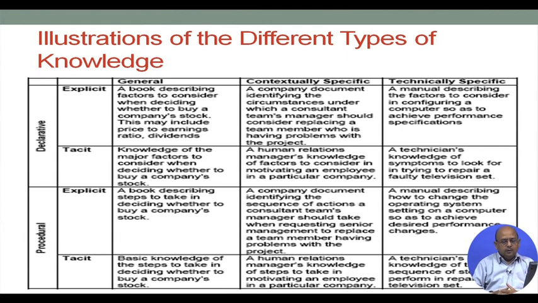Now, we have also decided to talk about the context specific and technology specific use of different kinds of knowledge, which is related to declarative as well as procedural. Now, if you look at declarative, explicit and tacit both. Explicit is, say, a book, right. A book which talks about a particular thing in general, that when you are going to buy a company stock, what are the things that you are going to look into, like price to earning ratio, dividends and these kinds of things, right. So, it is explicit, which is available in a book. It is in a declarative form.